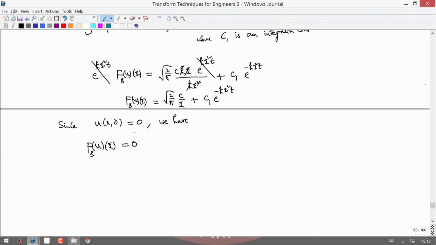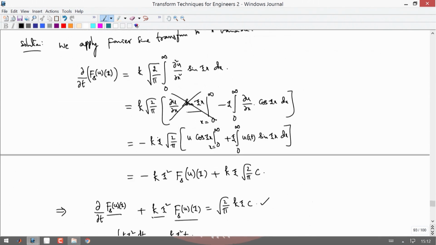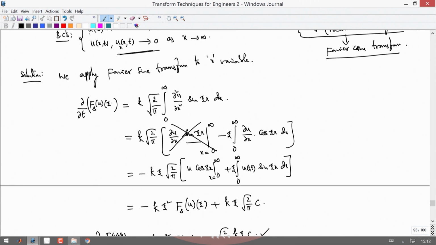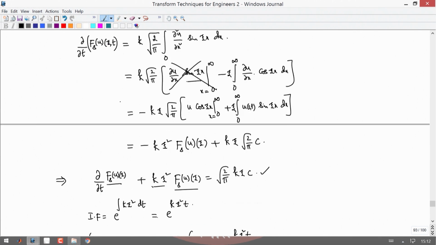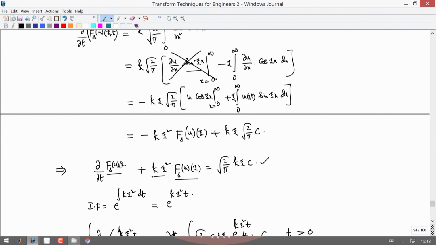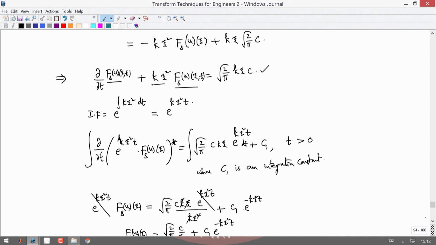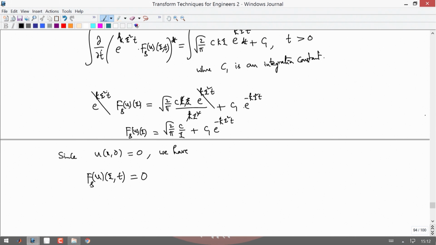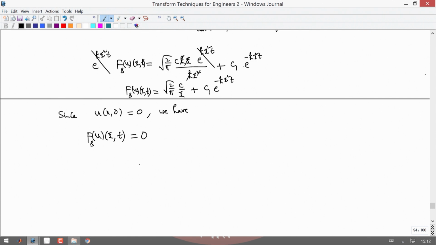Okay, so this is a function of both xi comma t. So actually throughout, when you apply this, it is a function of xi, and you also have t. Fourier sine transform of u of xi comma t, both the variables. And this is 0 at t equal to 0, because I am taking the Fourier sine transform here.